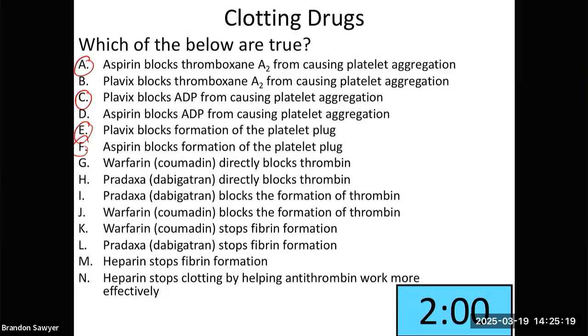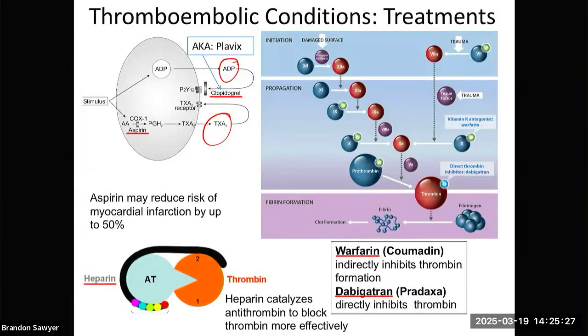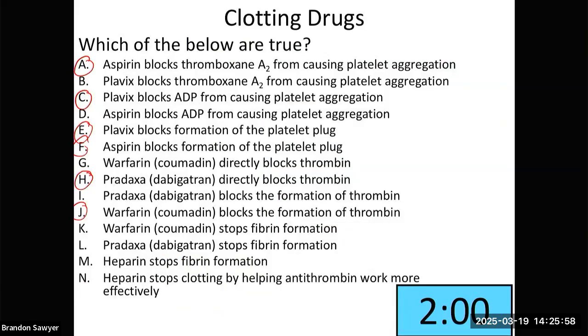And then we go down to the other ones that have more to do with clotting. So H and J: Pradaxa, known as dabigatran, directly blocks the thrombin itself. Thrombin does the last step of turning fibrinogen into fibrin, and fibrin is the main thing that makes up the clot. So dabigatran, or Pradaxa, blocks thrombin from doing its job, and warfarin, or Coumadin, blocks the formation of thrombin by blocking one of the many steps up above. So the difference is blocking the formation of it versus blocking the thing itself.